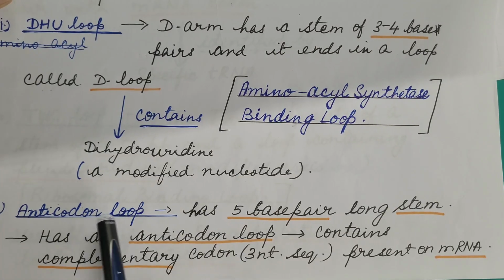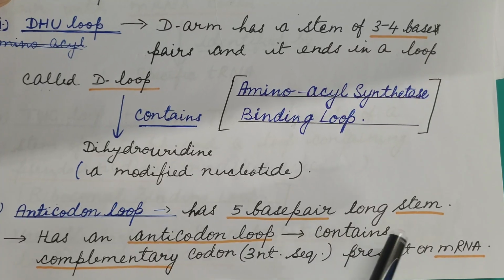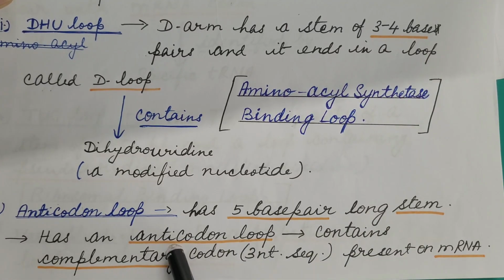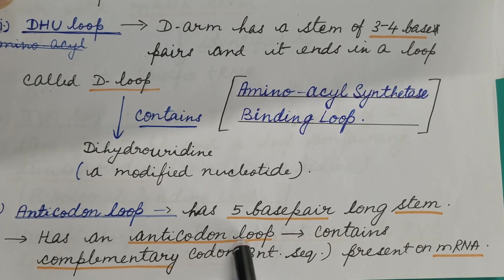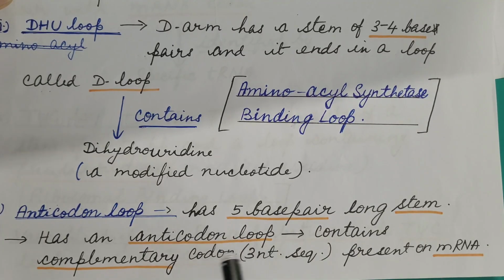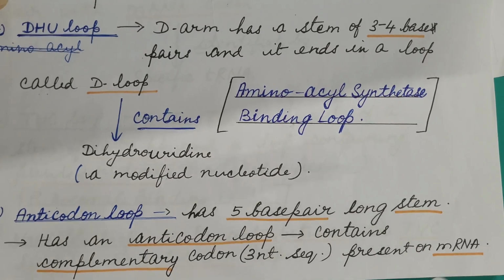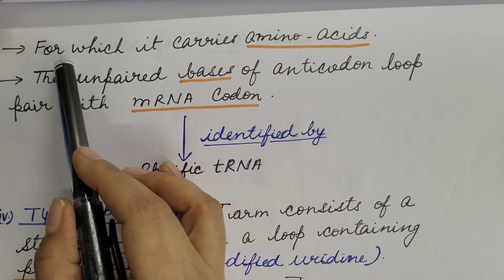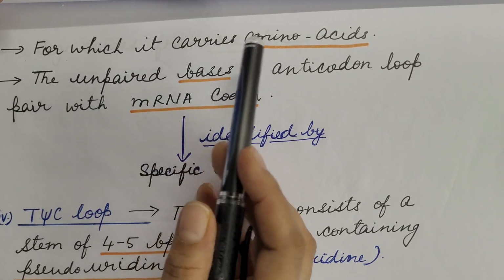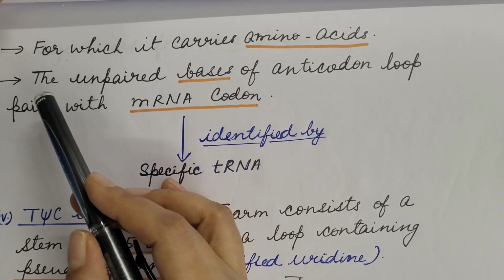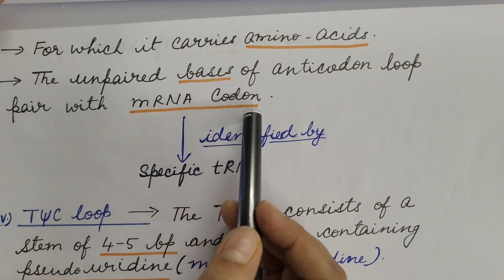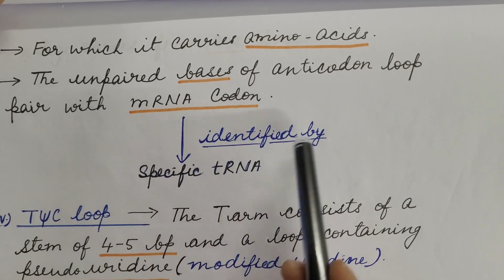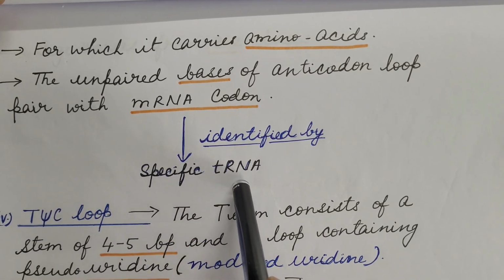Third is the anticodon loop. It has a 5 base pair long stem. It has an anticodon loop which contains an anticodon, which is a 3 nucleotide sequence, and this is complementary to the codon present on messenger RNA. And for this messenger RNA codon, transfer RNA carries amino acids. The unpaired bases of the anticodon loop pair with the messenger RNA codon, and this codon is identified by specific transfer RNA.